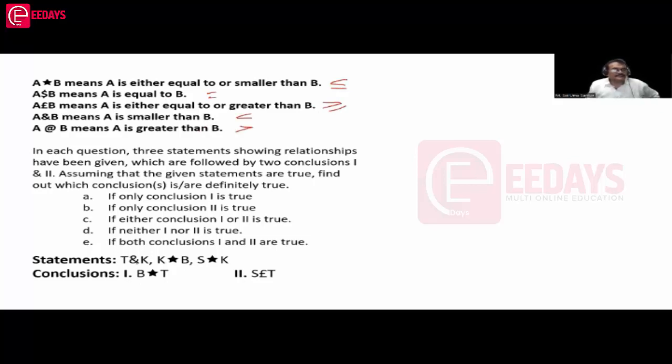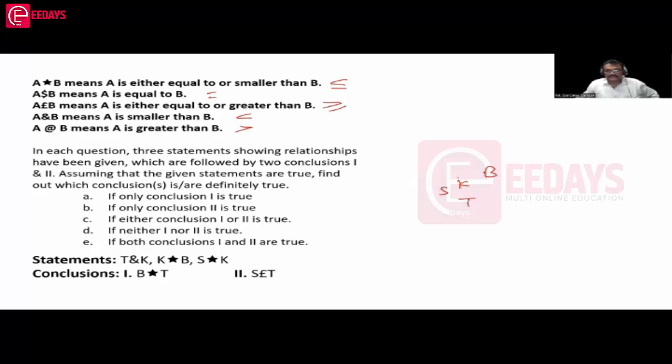Next, T and K. T is less than K. K is less than or equal to B. So B is here. And next, S is less than or equal to K. Here we know the relation between K and B. Why? Because B is greater than or equal to K, B is greater than or equal to S, S is less than or equal to K, S is less than or equal to B.